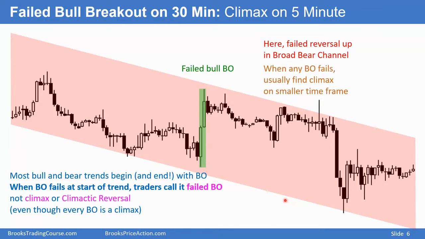Whenever any breakout fails, you can usually find a climax on a smaller time frame chart. This on a smaller time frame chart might be 10 bars, and it might have a small final flag, and you could call it a climax, because if it has 10 or 20 bars on a smaller time frame chart, you have a trend lasting 10 or 20 bars. And if it reverses, you would refer to this as a buy climax and this as the climactic reversal.